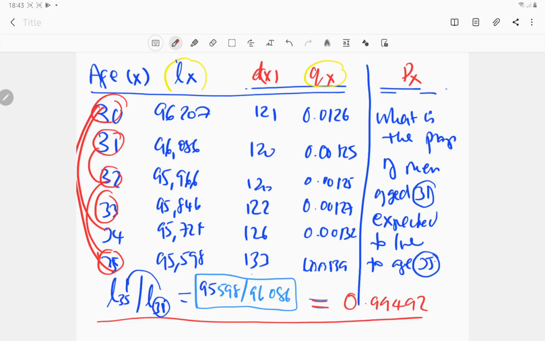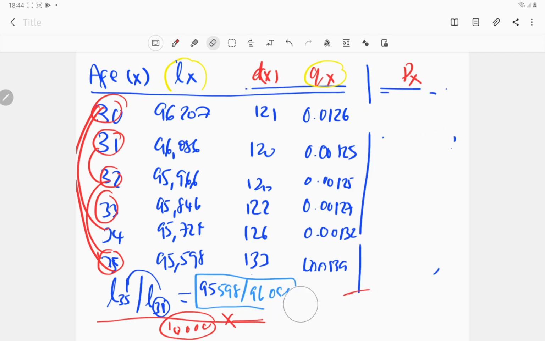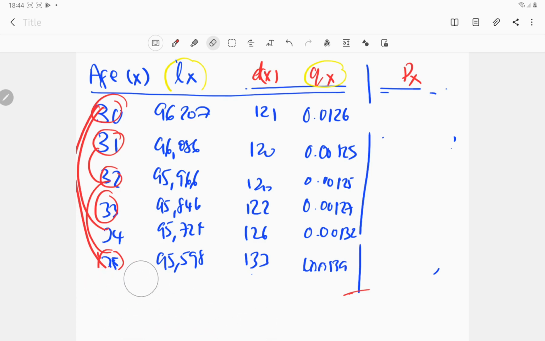So if we have 10,000 people in a particular area, and we multiply this 10,000 by this probability, we can calculate the actual number that could survive to that particular age. That's the most important aspect to take note of with regard to the calculations. So lx is very important because it gives us hints on how to understand the calculations of interest.